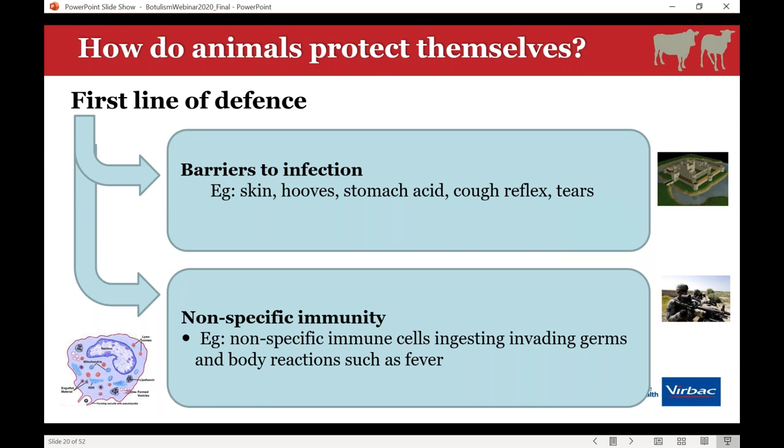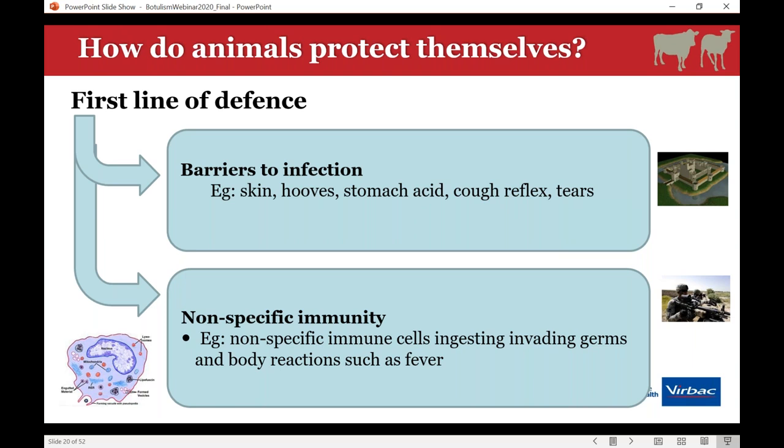They're not particularly smart to know what a particular germ is, but they're good at identifying that that toxin or that germ is foreign and should not be in the body, and they try to kill it. And they also stimulate things like fever, which slow down the multiplication of some germs.